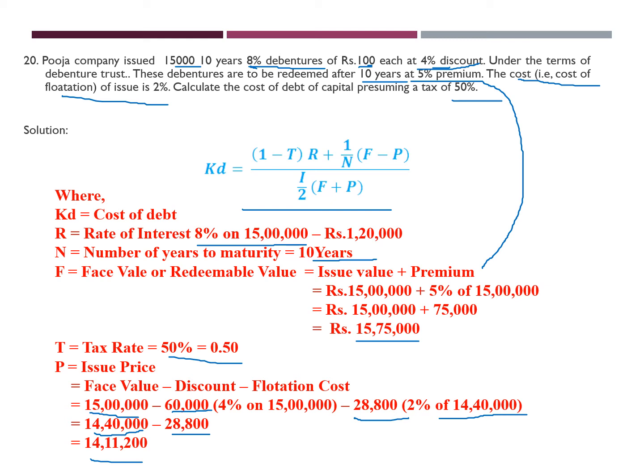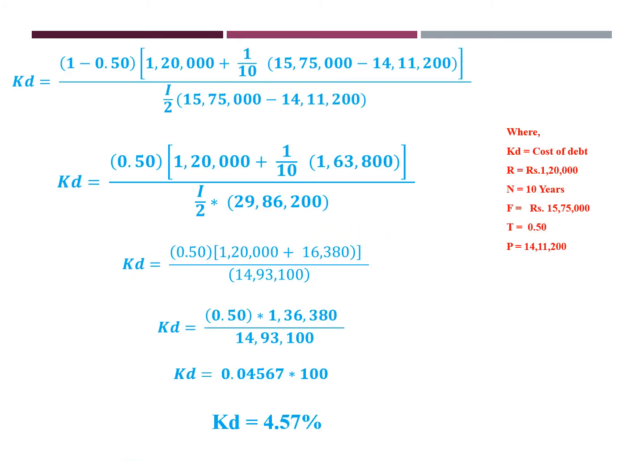Now, we'll substitute all these values into our formula. For your reference, I have brought up all those values over here. So now we will see how it is calculated. The formula I have substituted. What is that? 1 minus t, tax 0.50, into R you get, what is R?